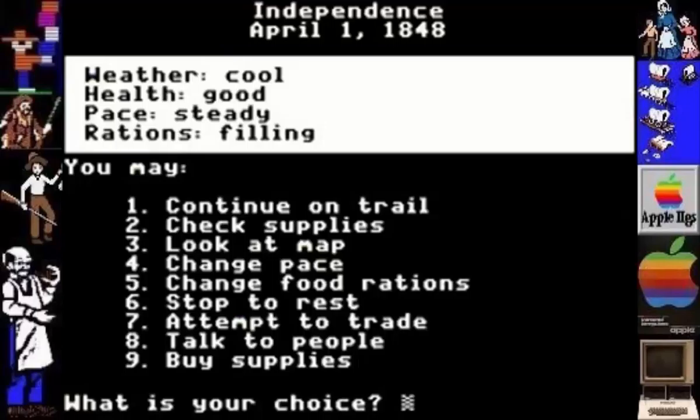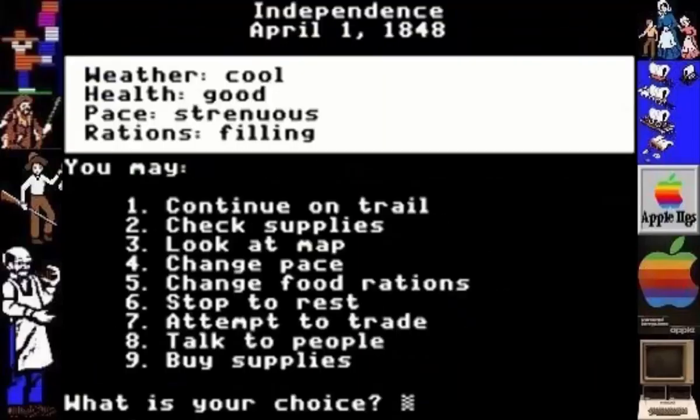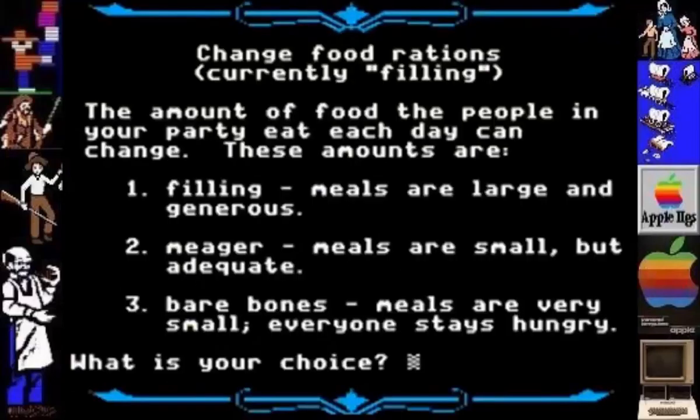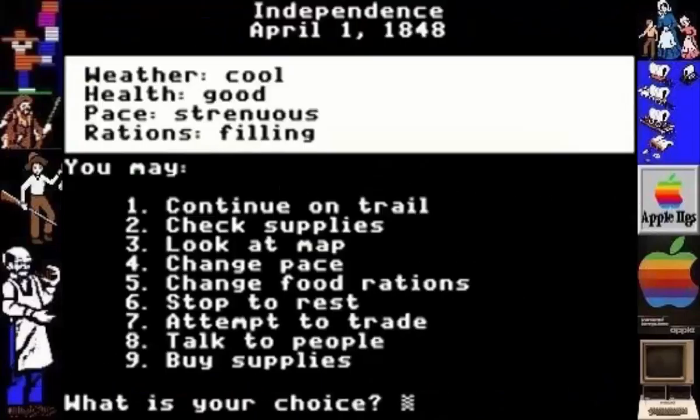Okay, let us go ahead and change our pace. We want to go at pace number 2. We don't want to push the oxen too hard right now. Okay, food rations. Let's go with filling. Seven is attempting to trade. We don't really want to do that right now. I don't want to try to do that yet.